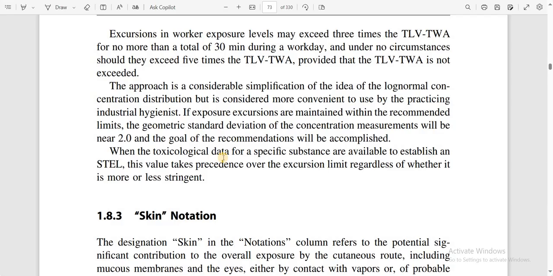When the toxicological data for a specific substance are available to establish a STEL, that value takes precedence over the excursion limit, regardless of whether it is more or less stringent.